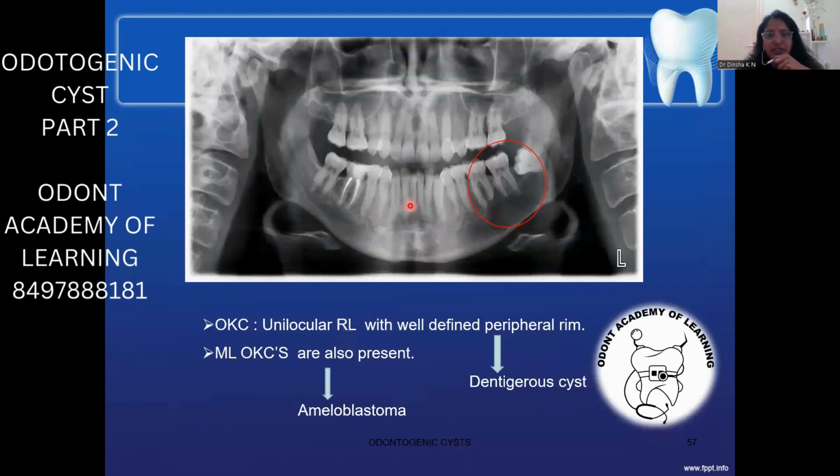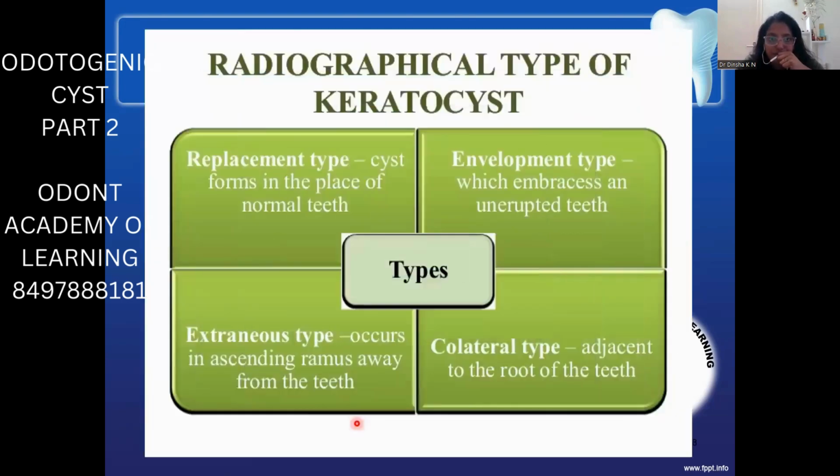Radiographically, it appears as a unilocular radiolucency as well as a multilocular radiolucency. The unilocular radiolucency with a well-defined peripheral rim can be seen, and in such cases, it resembles a dentigerous cyst, and multilocular cases resemble an ameloblastoma.